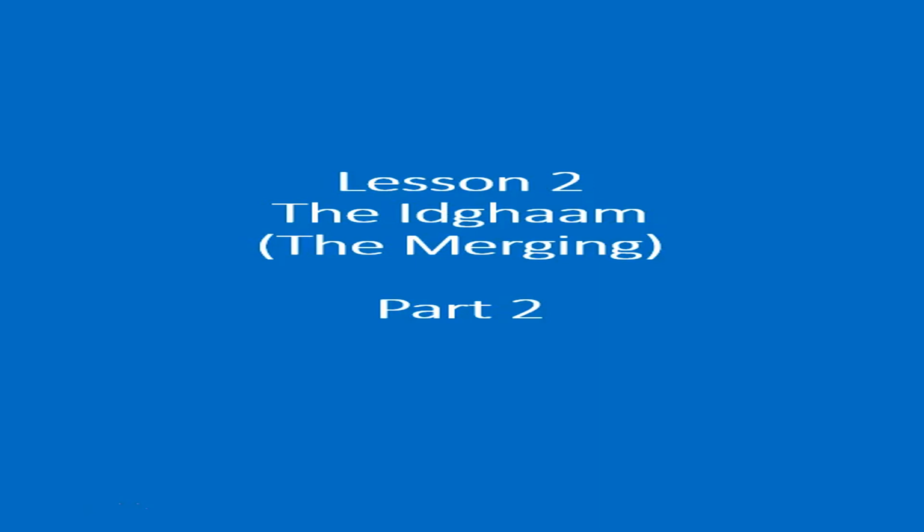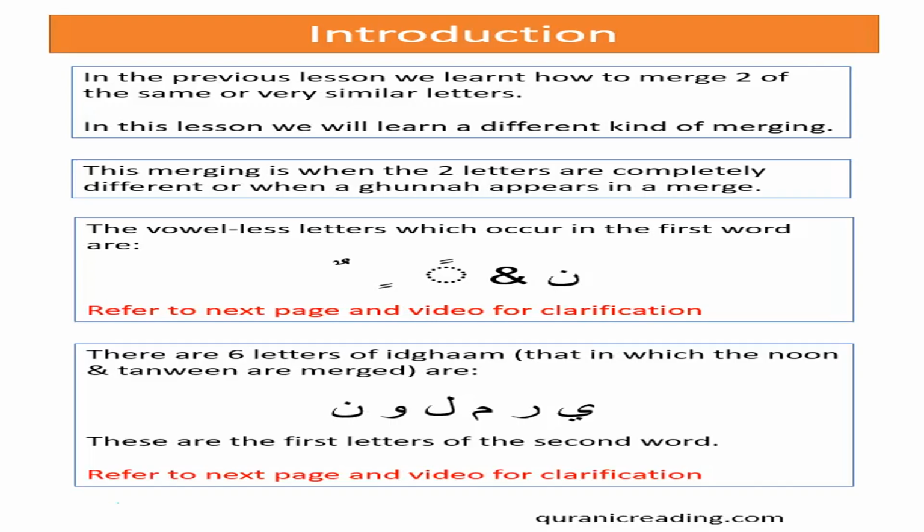So in the first lesson we did idgham part 1, in which we were looking at merging letters into letters which are either the same or very similar, and now we'll be looking at letters of a certain kind which are merged as well. So if you have a look at the introduction, it says, in the previous lesson we learned how to merge two of the same or very similar letters. In this lesson we will learn a different kind of merging. This merging is when two letters are completely different, or when a ghanna appears in a merge.